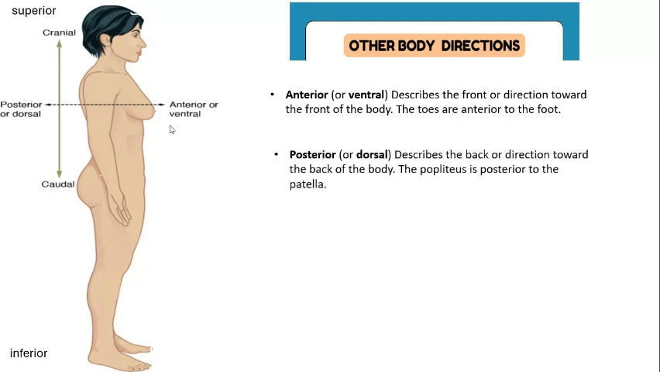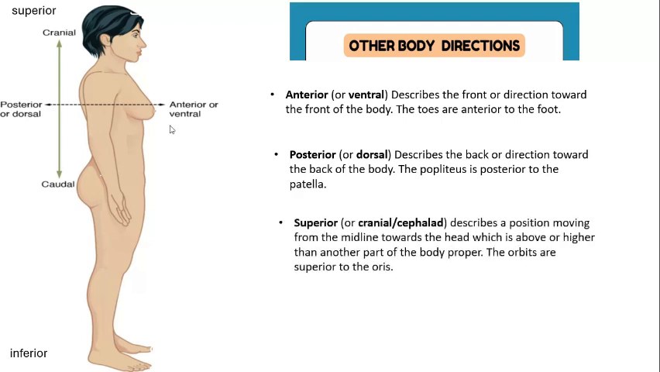When we look at posterior, we look at something behind or at the back. If you want to describe a disease or something at the back of the body, we will say it's posterior to the body part. And another word for anterior, as we can see from there, is ventral, which is towards the front of the body. And when it is posterior, we say it is dorsal, which is towards the back of the body.